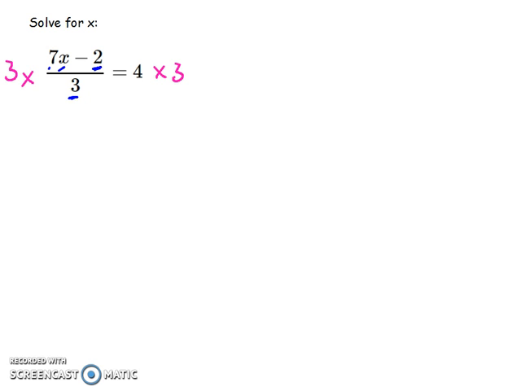So, we then look and say, well, I've got a numerator and a denominator that has a 3. I can cancel those out. So on my left-hand side, I have 7x take 2. And on the right-hand side, 4 times 3 is 12. Then you can see it's the same sum as we've done twice already. Minus 2, I'm going to add 2 to both sides to get rid of that.